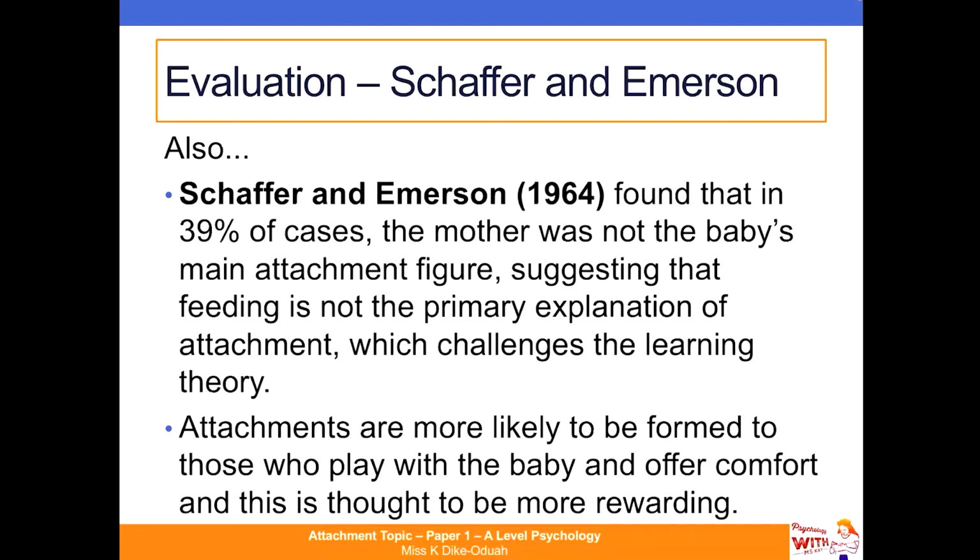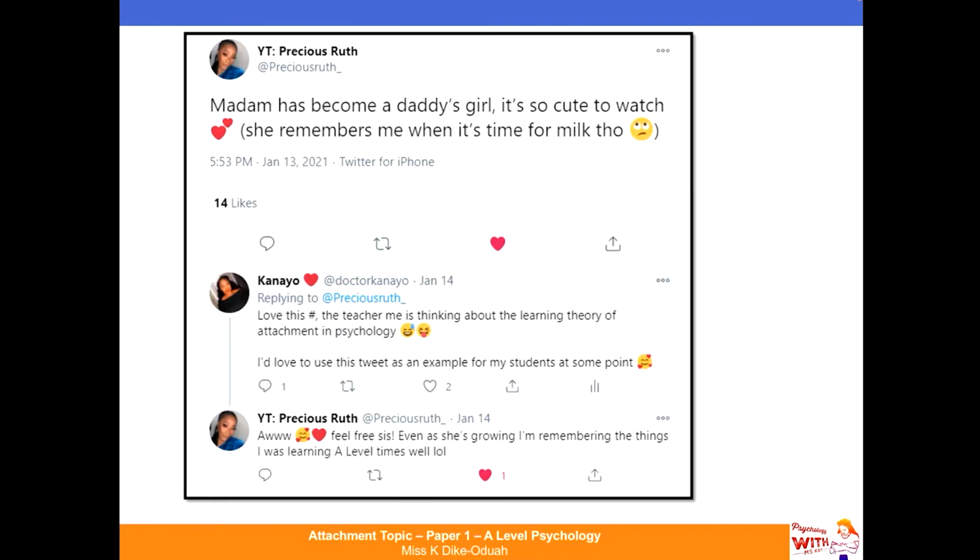And this is really strong because we understand that women, mothers, are the ones who are able to breastfeed. The father cannot breastfeed. However, we know that the introduction of formula bottles may muddy the waters in terms of the data here. Attachments are more likely to be formed to those who play with the baby and offer comfort, and this is thought to be more rewarding. So this, again, is a key piece of evidence that you could use to challenge the learning theory of attachment.